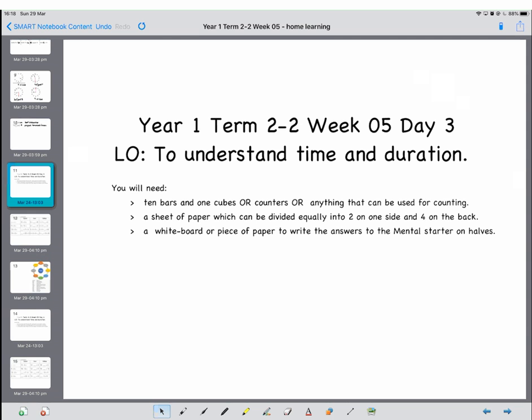Okay, so today we're going to be looking at how we can use the language of time to describe different events that are happening, comparing one with another. And we're also going to be doing our first addition problems for arithmetic to start off with. So you're going to need to get together your 10 bars and 1 cubes, or your counters, or your number lines, or your rulers, or your counting beads, whatever you like to use for addition. And as soon as you're ready, start the video going.